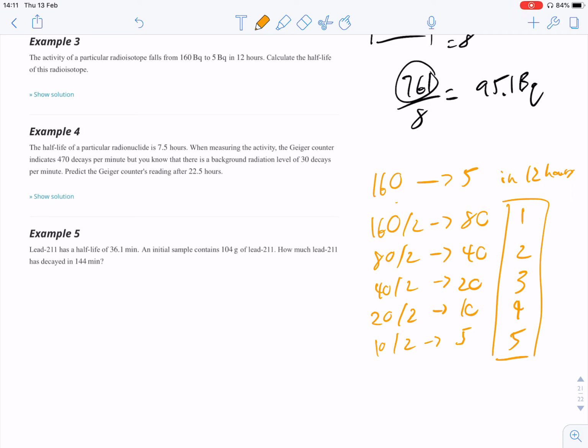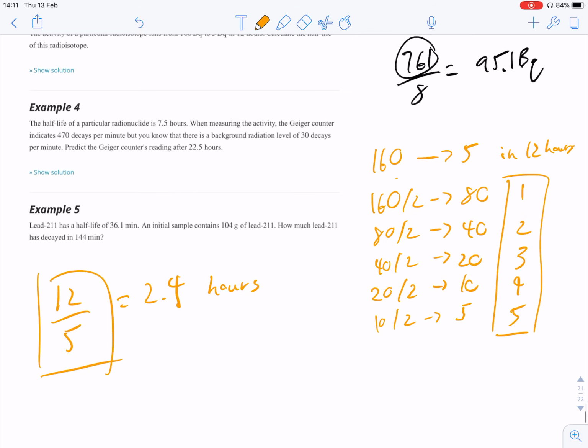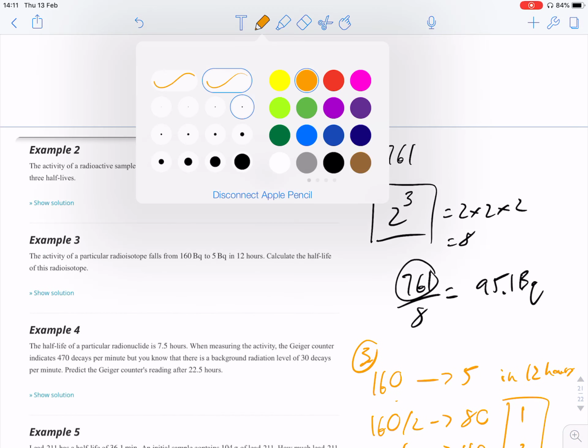So it's gone through 5 half-lives in 12 hours. So if we divide that, what is that, 2.2? Let's punch that in, just to double check, 2.4. So that's the half-life, 2.4 hours. Okay, so that's question number 3. And everything in black was question number 1.